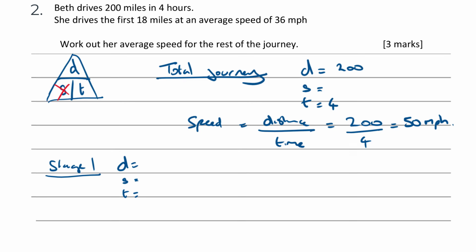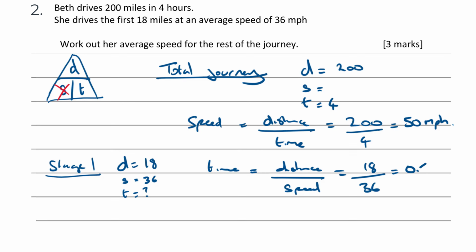So we know that the distance is 18. We know that the speed is 36. So what we want to find is time. So again, going back to the DST triangle, if you cover up T, you can see that time is going to be distance divided by speed. Okay, which is going to be 18 divided by 36, which looks like a half to me, 0.5.